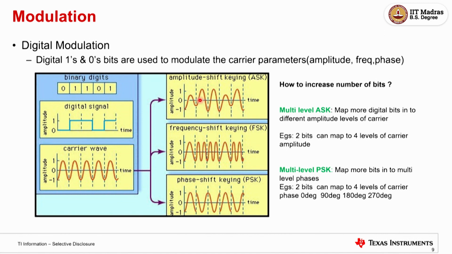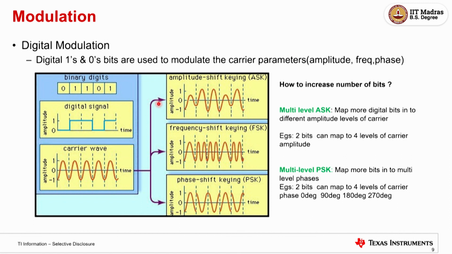Suppose I can actually do 4 levels. I can introduce 4 levels of my amplitude here. That is one way I can do it. Similarly, I can combine 2 bits and change the frequency not just by 2 values, I can change it by 4 values. So these are all ways of improving the number of bits that you can transmit.